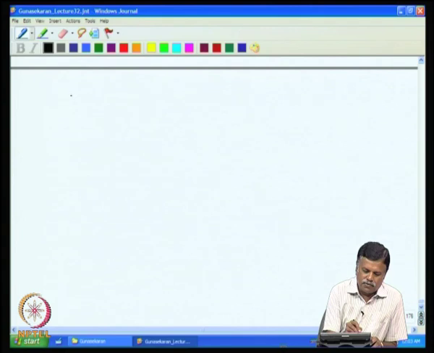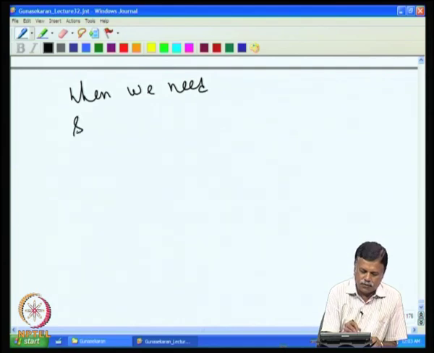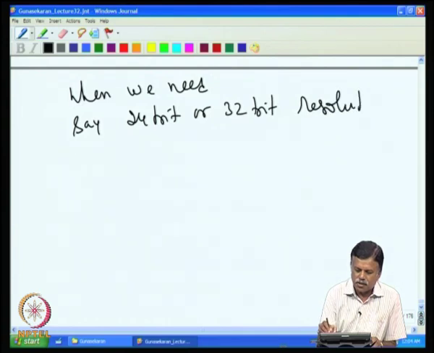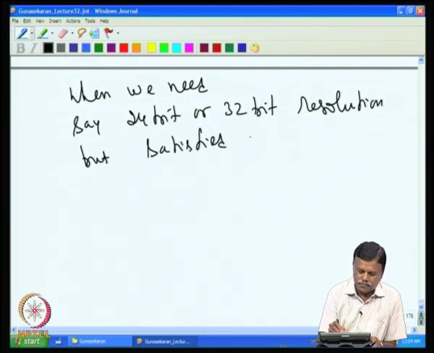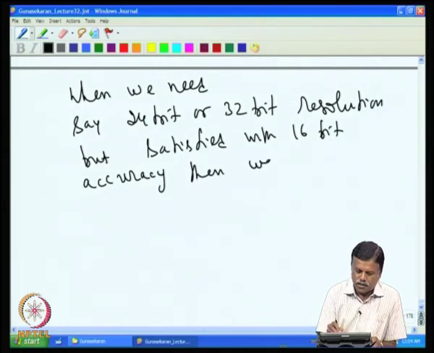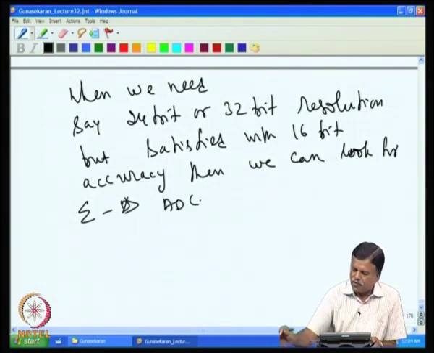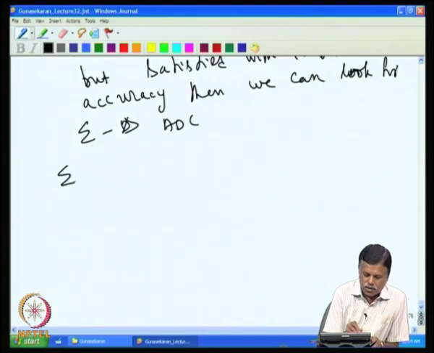So, when we need say 24-bit or 32-bit resolution, but are satisfied with 16-bit accuracy, then we can look for sigma delta ADC. So, let us see how the sigma delta ADC works. So, sigma delta ADC.